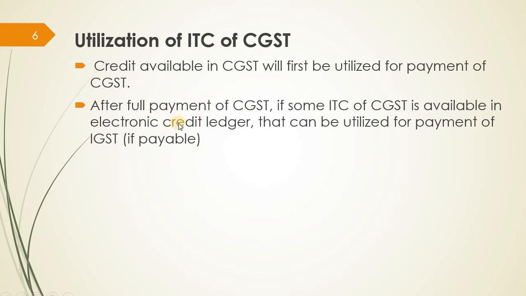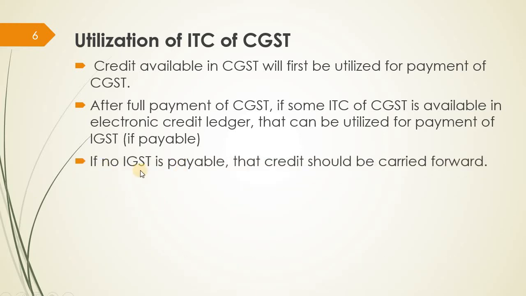Second choice is, it's very specifically given, it is IGST. So after the full payment of CGST, if some ITC of CGST is available in electronic credit ledger, then that can be utilized for the payment of IGST. So if it is there only, otherwise it will go to the next choice. So second is IGST, and third one is, if no IGST is payable, that credit should be carried forward. So you cannot utilize the credit remaining in CGST to set off SGST. It has to be carried forward to next year. So CGST can be used first for CGST, then second IGST. If still remains, it has to be carried forward.